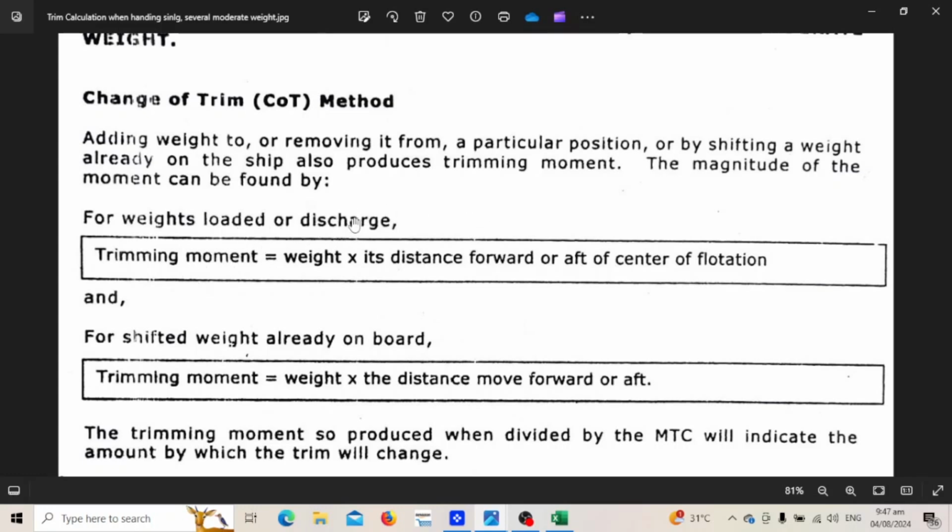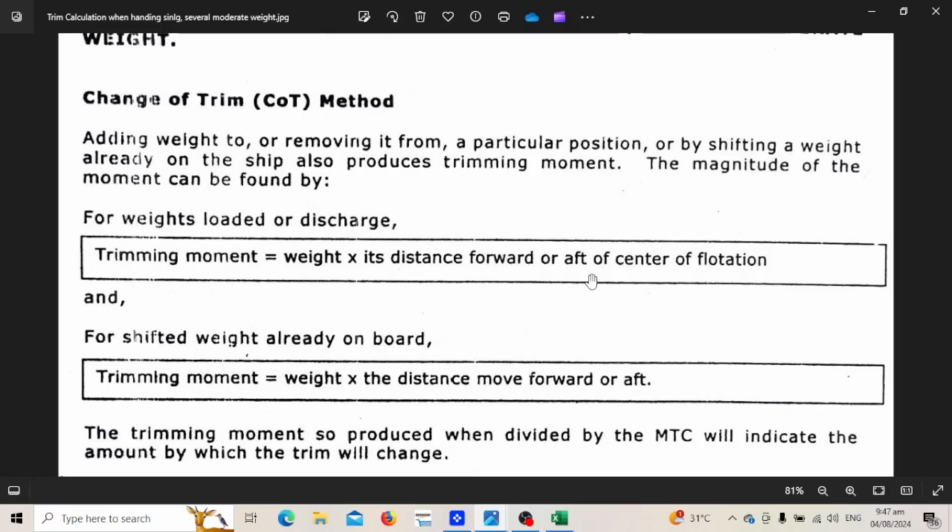The magnitude of the moment can be found by the weights loaded or discharged. What it says here is when you load your cargo or discharge your cargo, you will have a trimming moment: weight times its distance forward or aft of the center of rotation. So it should have a distance. Multiply the weight, then you will have a trimming moment. It's either you put it in the aft part or the forward part. So this is by loading or discharging.